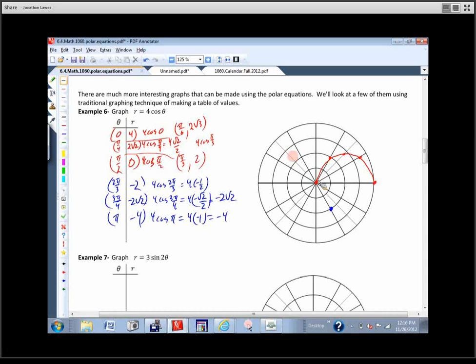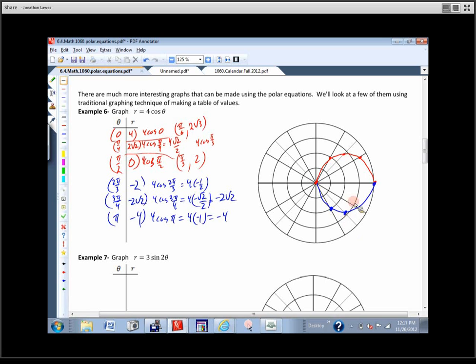When I turn to an angle of 3 pi fourths, so here's 3 pi fourths, this says the radius should be -2.8, right? So I'm going to go in the opposite direction, 2.8 units. So that's going to put me about right here. And then by the time I get to pi, by the time I'm pointing over here, what's the radius? -4. So I'm going to go in the exact opposite direction, 4 units. And here's what it looks like. It is a circle. Okay?